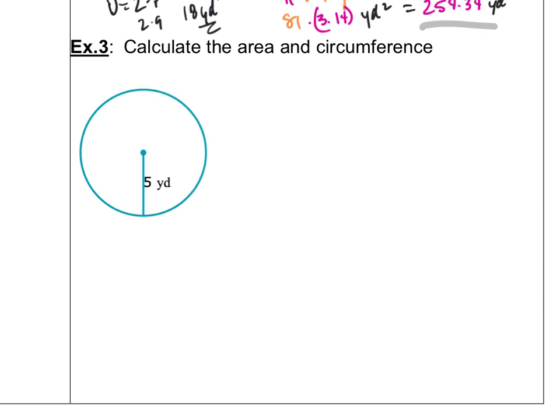Now what you should be doing is hitting pause and doing these 2 problems. Figure out the area and the circumference. Remember, you've got to be able to tell me units. You've got to be able to tell me the solution, and you should be able to use the formulas. Okay, go.